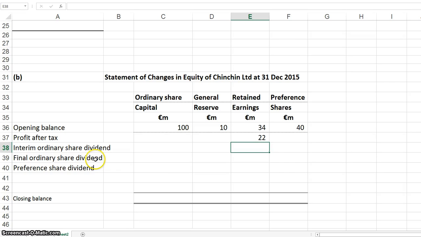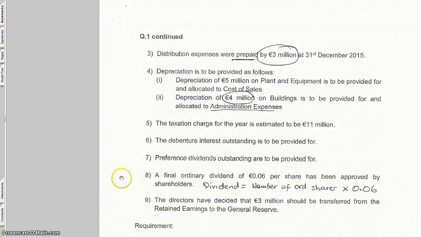Next, the final ordinary share dividend. The information for this is going to be in the notes to the question, so you have to look down through the notes until you see the final ordinary dividend is here, 6 cents per share. So to calculate this, we need to multiply the number of ordinary shares by 0.06, and that'll give us the final ordinary share dividend.